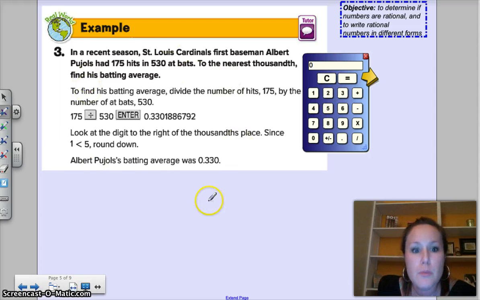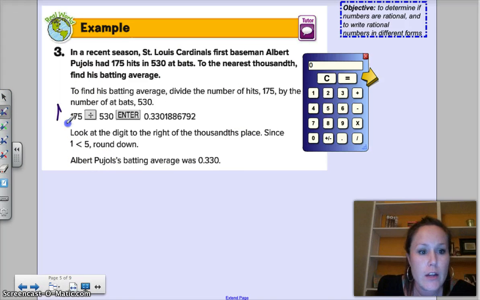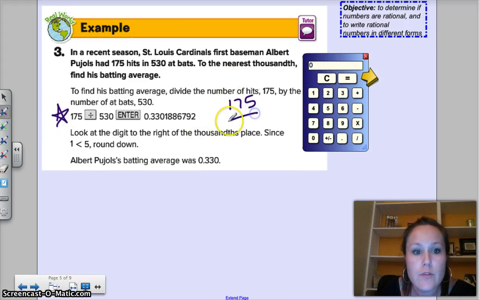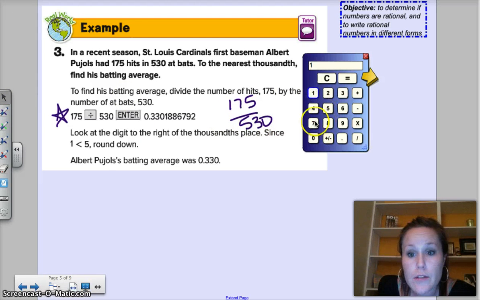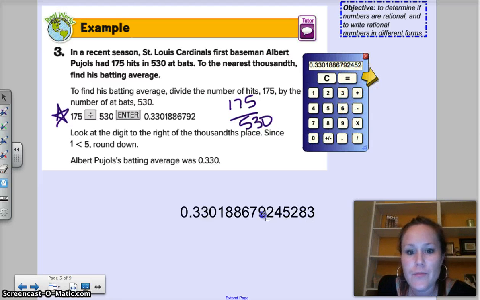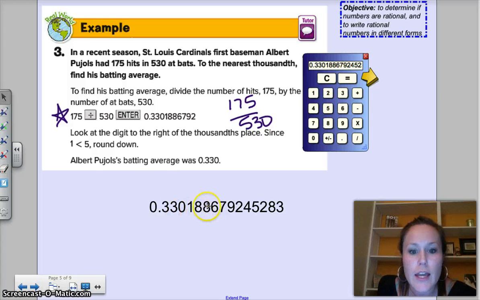It tells me in the book what to do. We're going to focus right here. Divide 175 by 530. Type it in your calculator as we go. I will do the same. 175 divided by 530 equals, and I get 0.3301886 and so on. Same thing they got in the book.